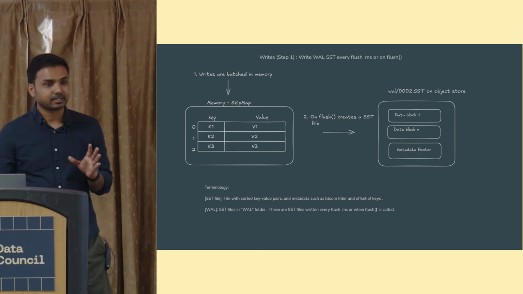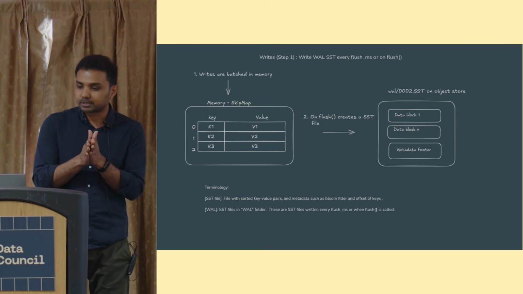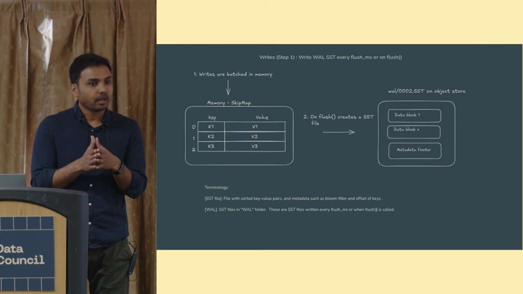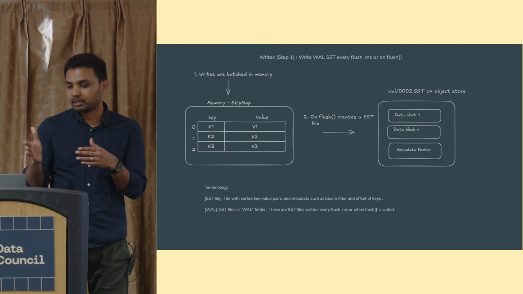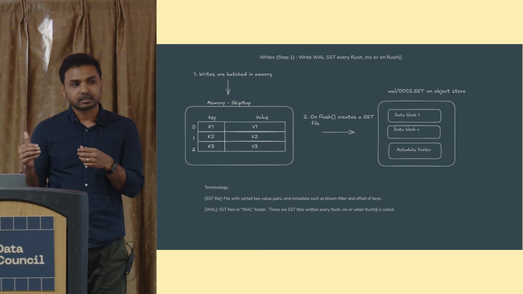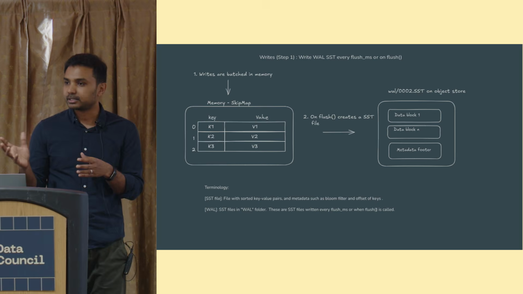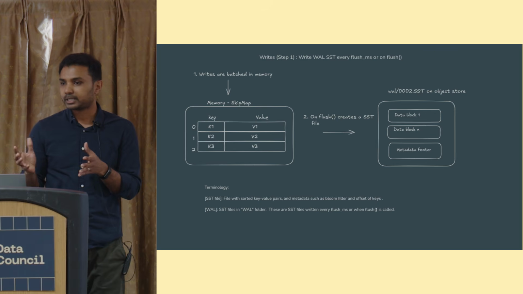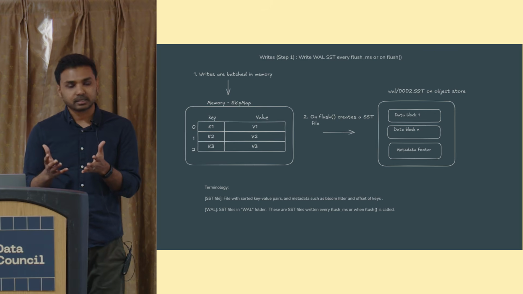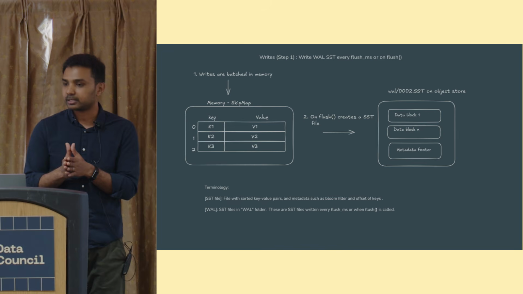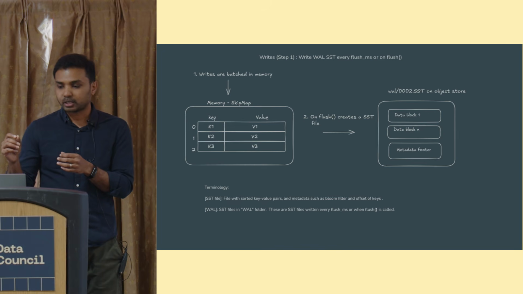Let's start with writes. Write has 2 steps. The first step, you see in the memory, it has 3 keys that are batched, and when a flush call is made, an SST file is created. There is also a setting called flush ms milliseconds. So every flush ms milliseconds, an SST file is going to be created as well. It is created in a folder called WAL, write ahead log.